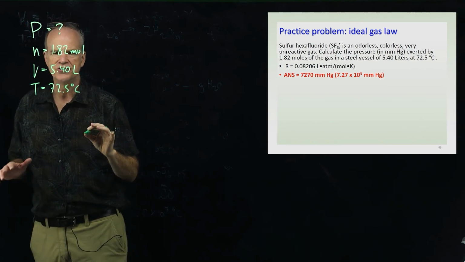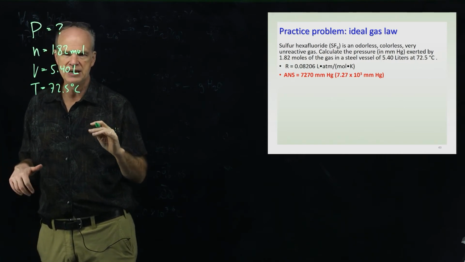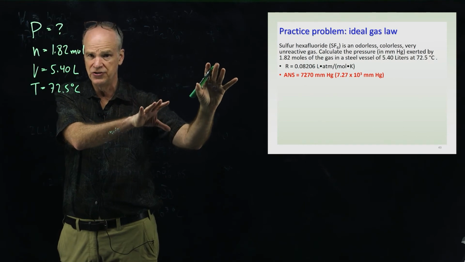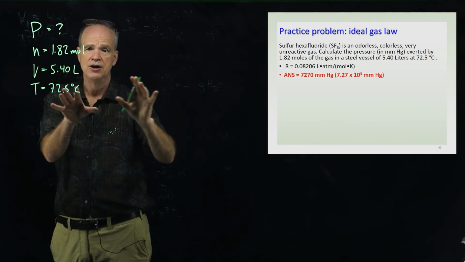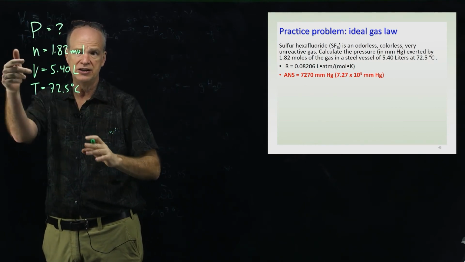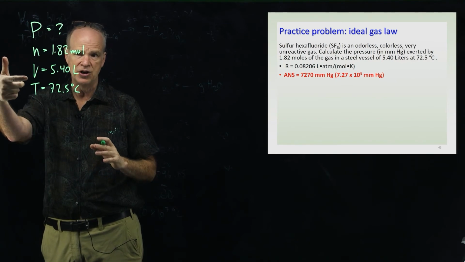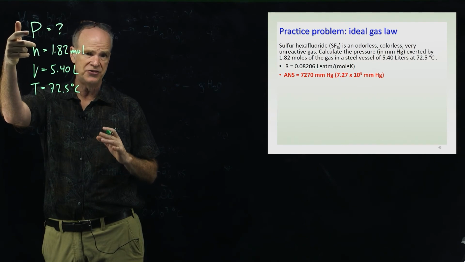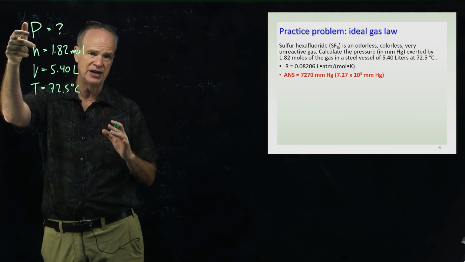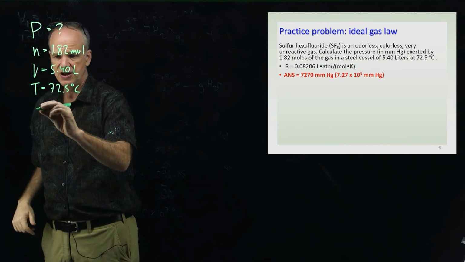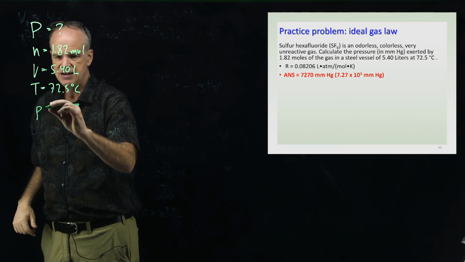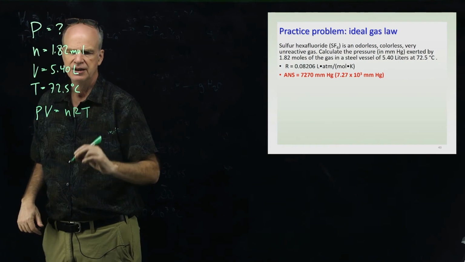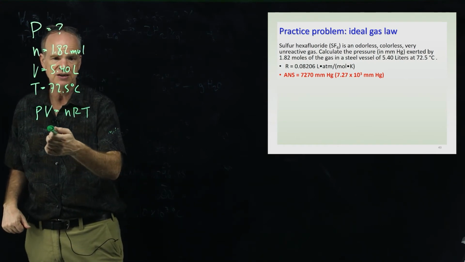I think what you can see with this problem is we have initial conditions here, but we don't have new conditions that we're converting this gas to. We're looking at the initial conditions, and given we know the moles, the volume, and the temperature of the gas, can we find the pressure of the gas? And the answer is yes, we can, using the ideal gas law. So PV is equal to nRT, and we can solve for P using this law.